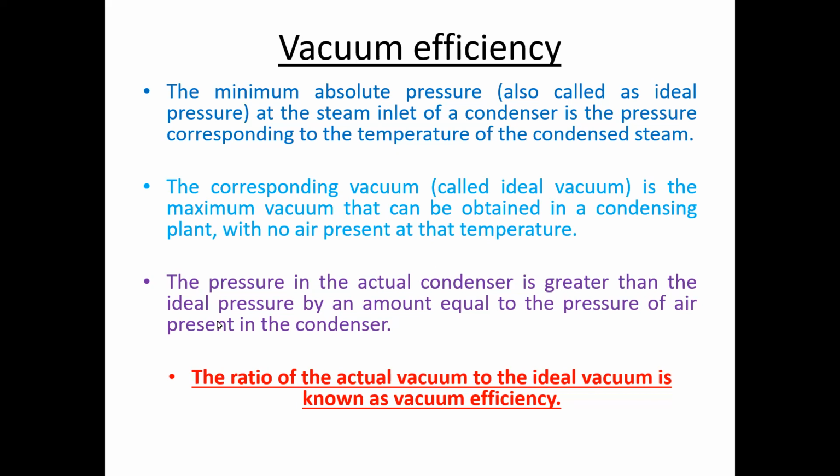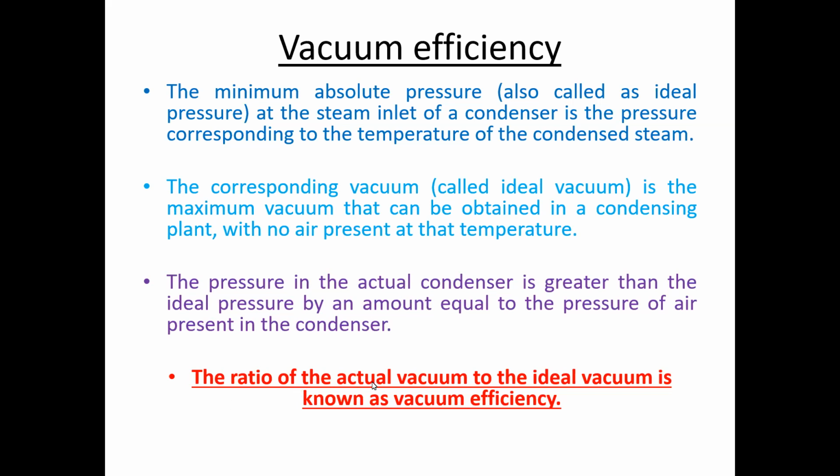And how much greater than the ideal pressure? That is equal to the pressure of the air present in the condenser. So that is the actual pressure. So what is the actual pressure? That is equal to the ideal pressure plus the air pressure. Okay, that is the actual pressure.